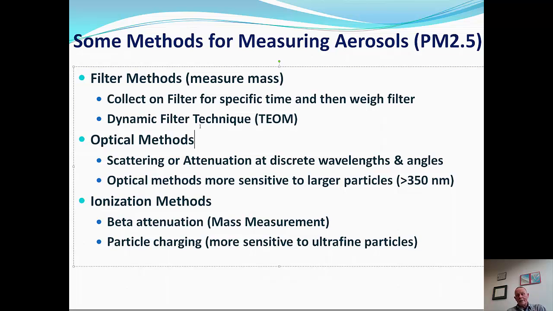There are other techniques called ionization techniques. One of these is a beta attenuation technique that actually does mass measurements. And there's another technique that we use. It's called a certain type of diffusion charging, either bipolar or unipolar, where we're able to measure the very small particles with that kind of technique.